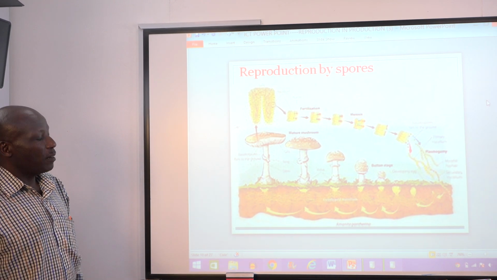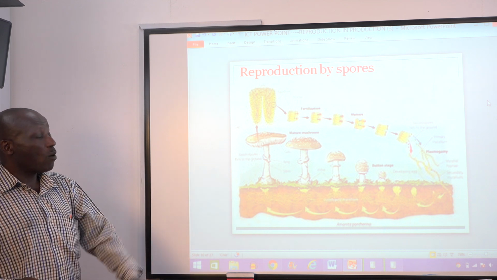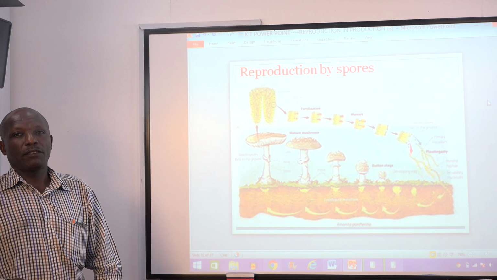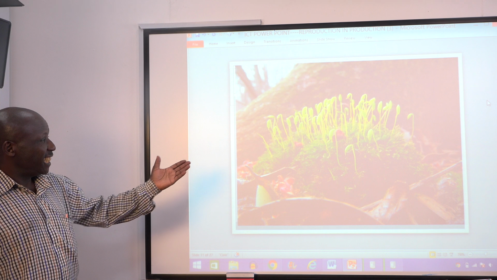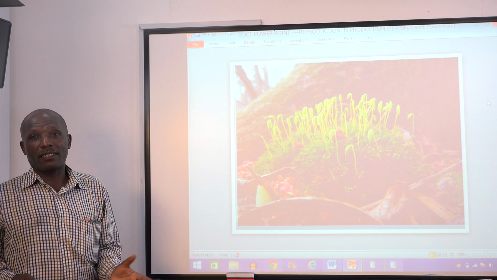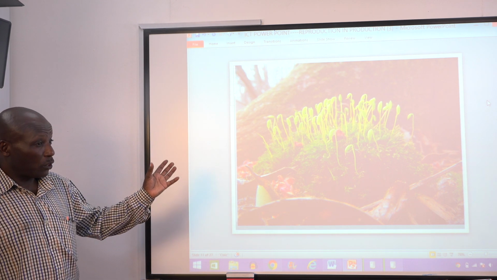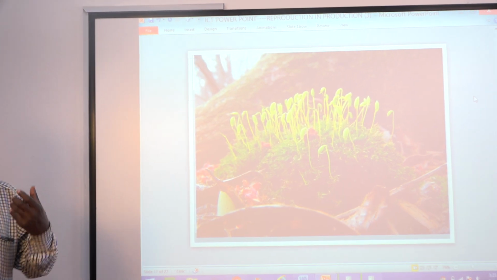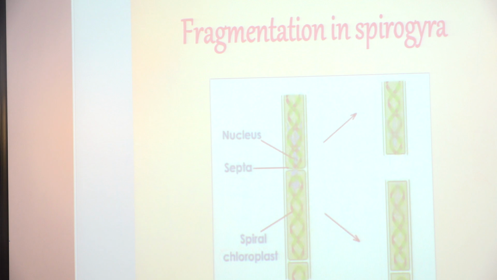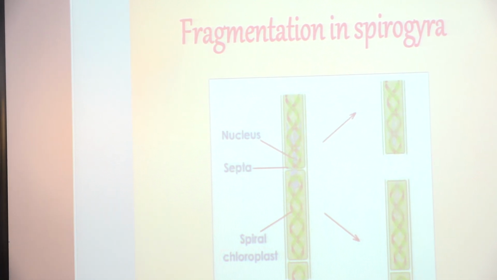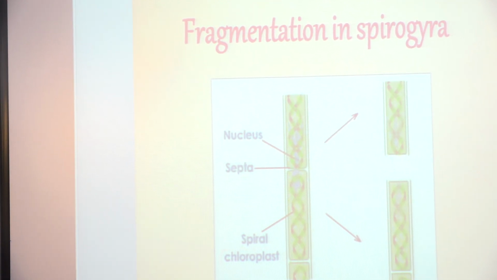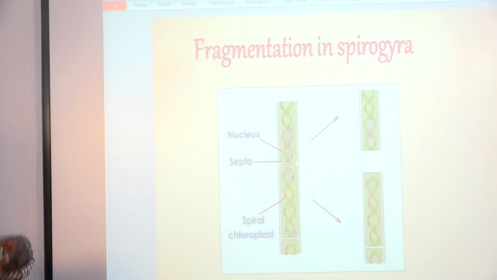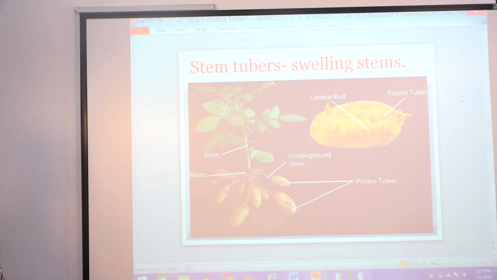That is, for example, reproduction can be by spores. These are mushrooms. Again, these are mosses, produced by spores. But these spores are not carried from flowers; they are produced on their own. Other plants can reproduce by fragmentation. Fragments, pieces. Each piece separates from another and germinates and grows a new plant.